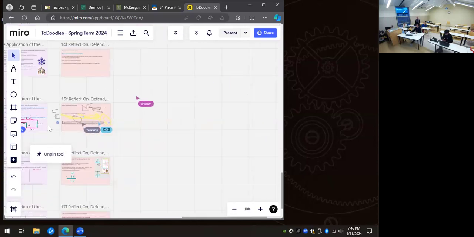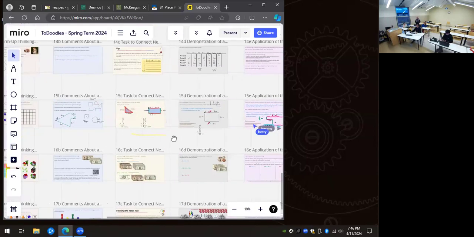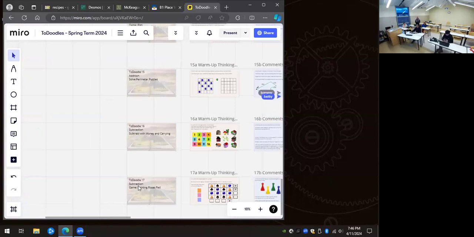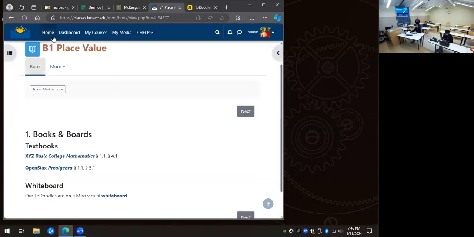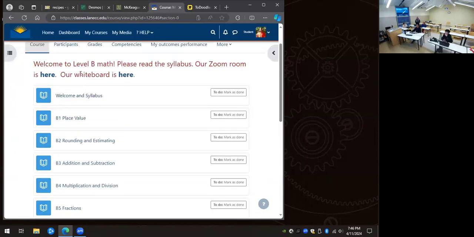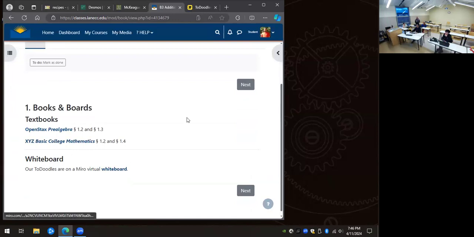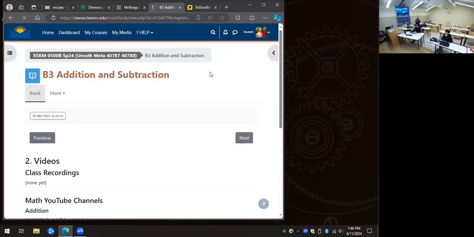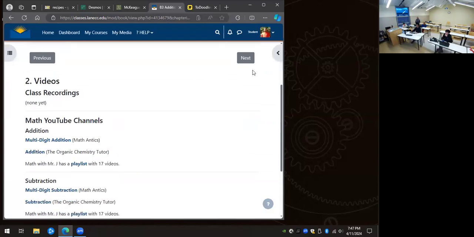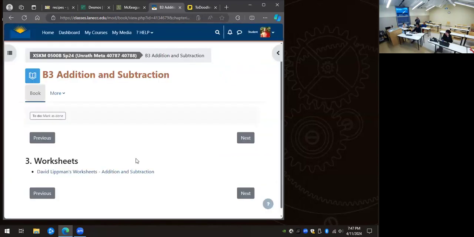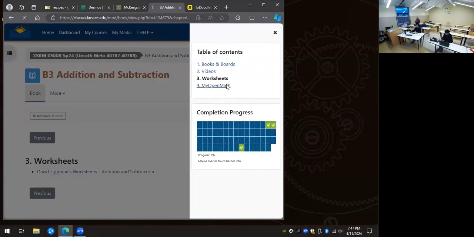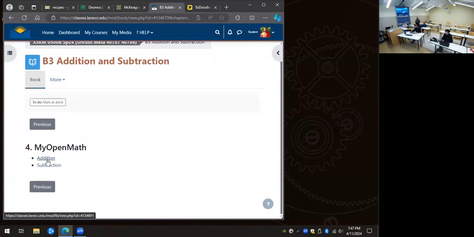So let me show you a little bit of finishing up things. We still have more to do with subtraction, but we're done with addition. So if I go in Moodle to the addition and subtraction one, I can look at the textbook, I can look at the whiteboard. I can look at some addition videos, that helps me. I can look at the worksheet if I want, again, that's always completely optional. And in the My Open Math homework, I can do the addition one.